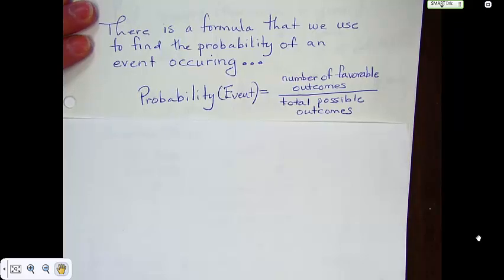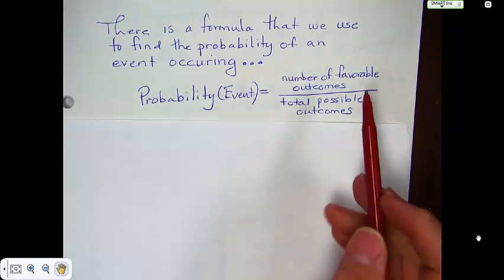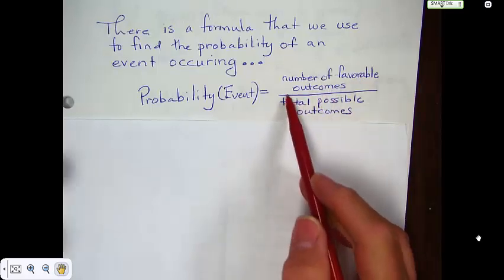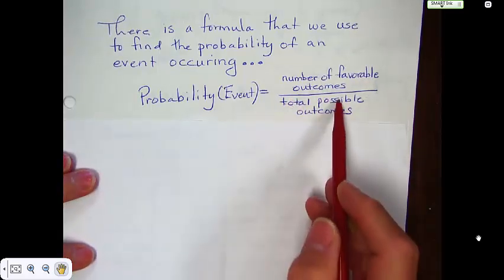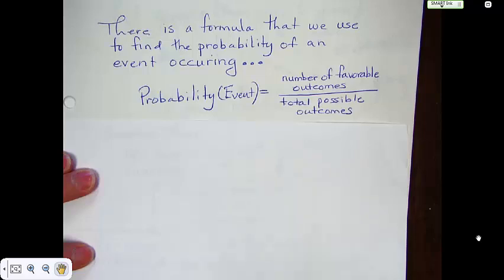And that formula is this. The probability of an event occurring is the number of favorable outcomes over the total possible outcomes. Favorable means what you want. Okay? If you want a blue marble, then how many times can that blue marble happen? Total possible outcomes, how many marbles are in the bag?